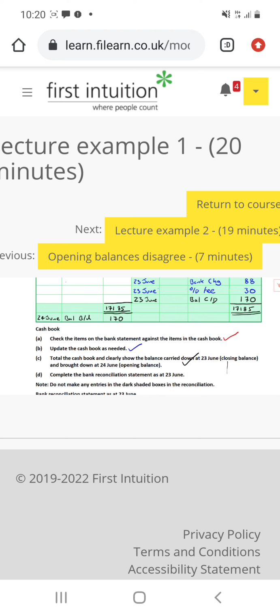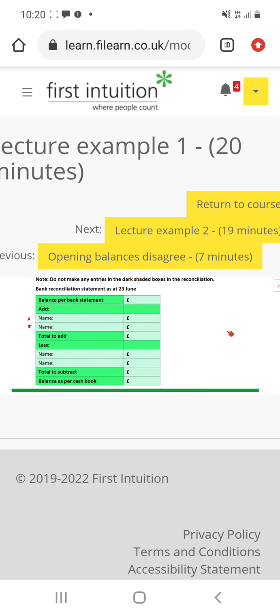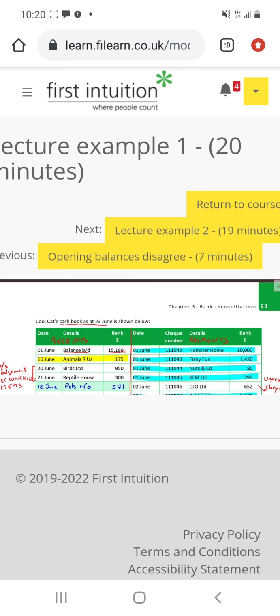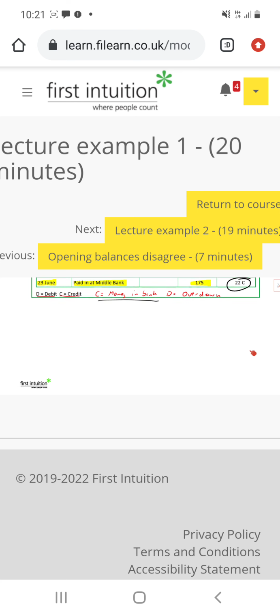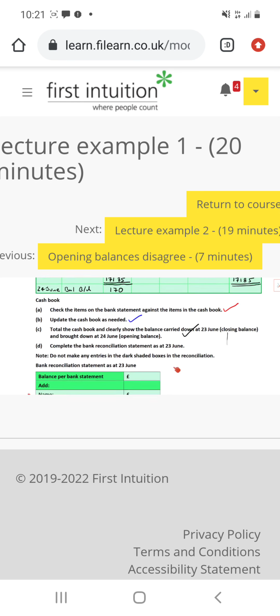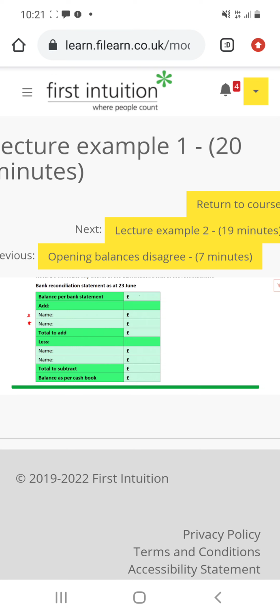To do this, first of all, we need to pick up our balance per our bank statement. Remember, this is literally what the bank statement shows at the end of the period. The balance on the bank statement at the end of the period, the 23rd of June, is that there is £22 in our bank account. It's credit, which remember means there is money in the bank, because the bank statement's the wrong way round. So the balance per the bank statement is the £22.